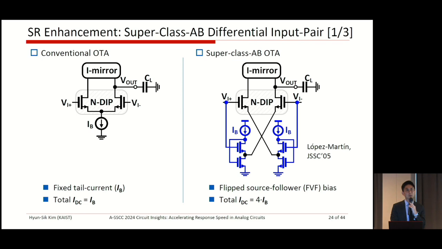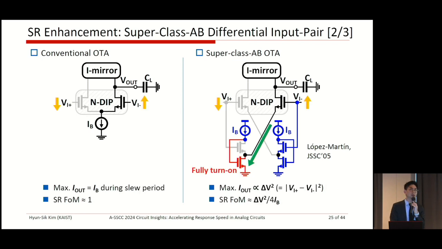On the other hand, the slewing behavior is totally different. As we discussed before, in the conventional design the fixed IB current fully charges or discharges the output capacitor directly. So our maximum drivable current is limited by this fixed tail current.